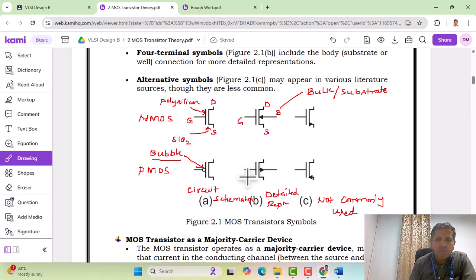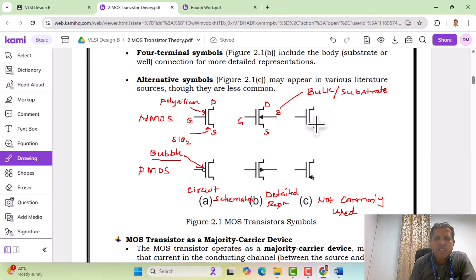And for the PMOS, the only difference, as I told you, is that here we have a bubble, and in this case we have an arrow mark going out. In the NMOS we have an arrow mark which is incoming, showing that electrons are moving in, but in this case electrons are moving away, and that is shown with an arrow mark going out here. That is the detailed representation of the PMOS transistor symbol.